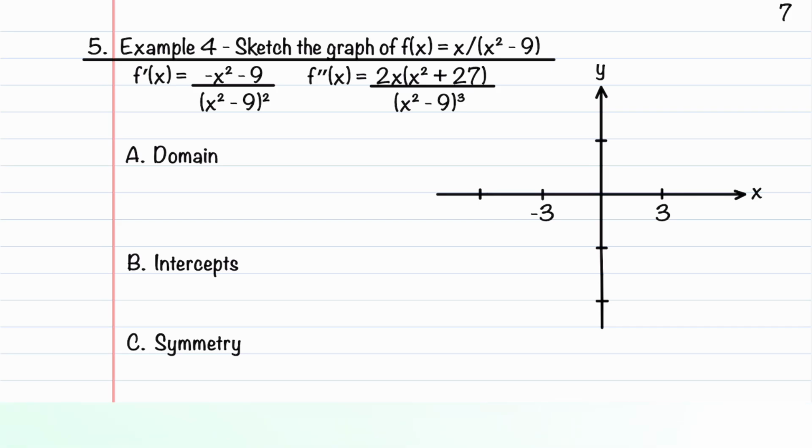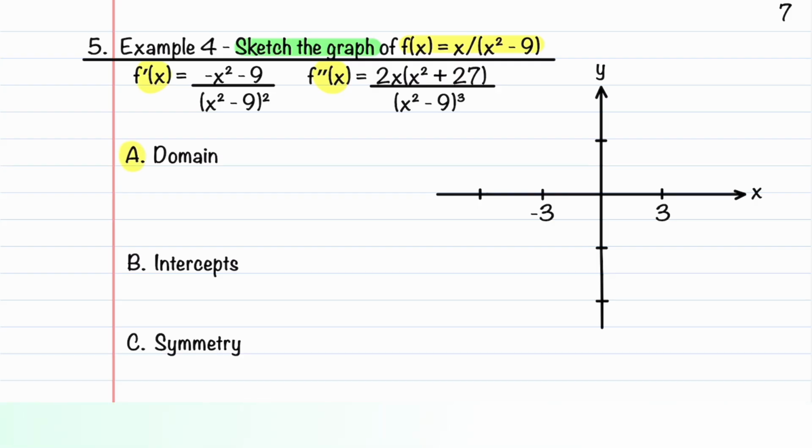We are going to sketch the graph of our function f of x equals x divided by x squared minus 9. This is a classic function to graph. It is a rational function, and we are going to have both horizontal and vertical asymptotes. Just to make things easier, I have written down our first derivative and our second derivative, so we can just focus on graphing and not have to worry about those calculations.